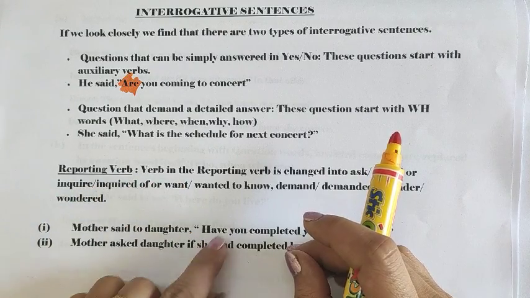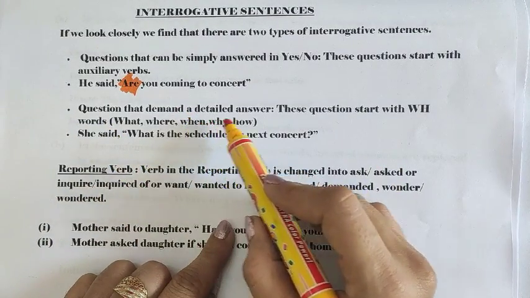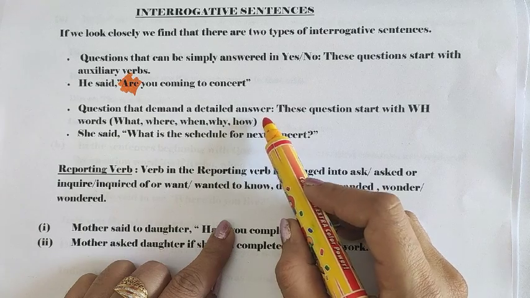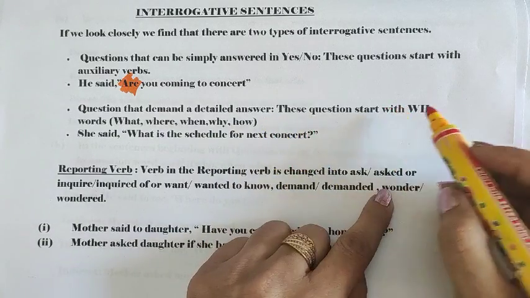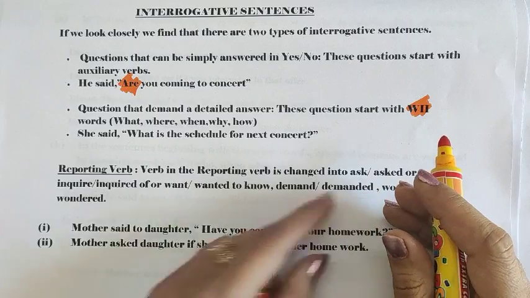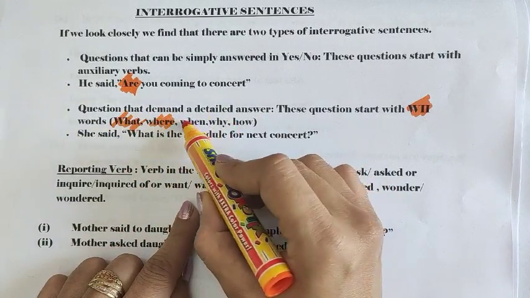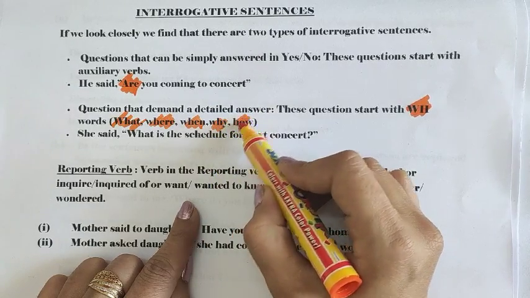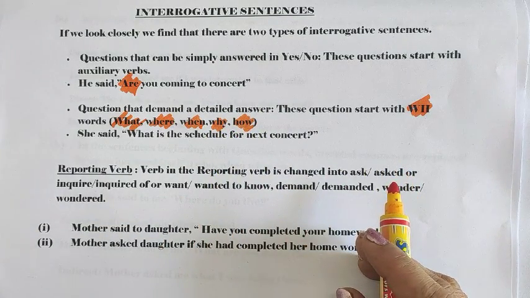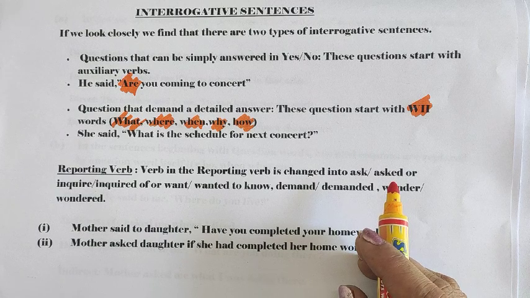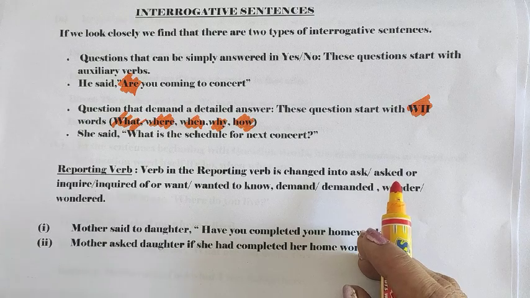And one more type is the question that demands a detailed answer, and these questions start with WH words. What does WH mean here? It means what, where, when, why and how. For example, she said, what is the schedule for the next concert? Here we are going to discuss both: the ones starting with auxiliary verbs and the ones starting with WH words.